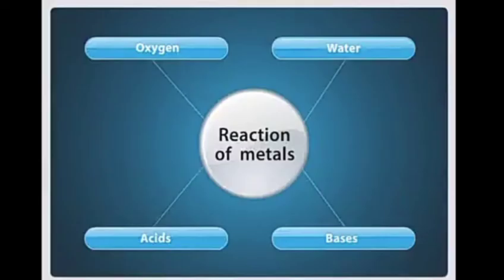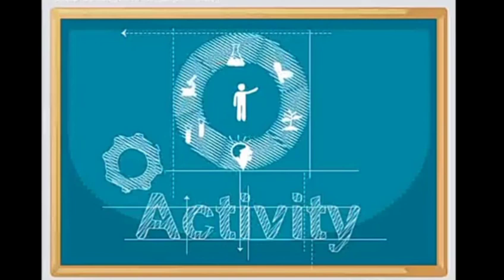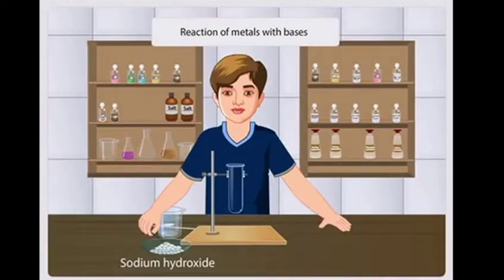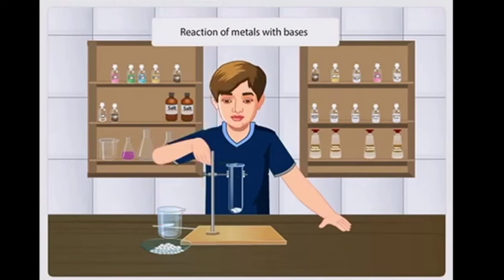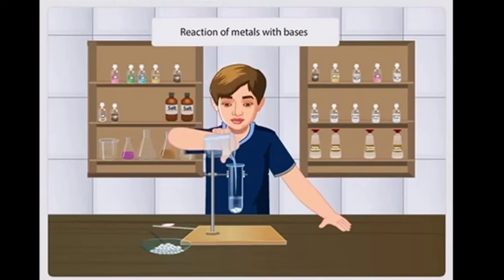Then comes the fourth one, that is the reaction of metals with bases. Again, when metals react with bases, hydrogen gas is formed. This can also be understood and proved by performing an activity. For this activity, prepare a fresh solution of sodium hydroxide in a test tube by dissolving 3 to 4 pellets of it in 5 ml of water.